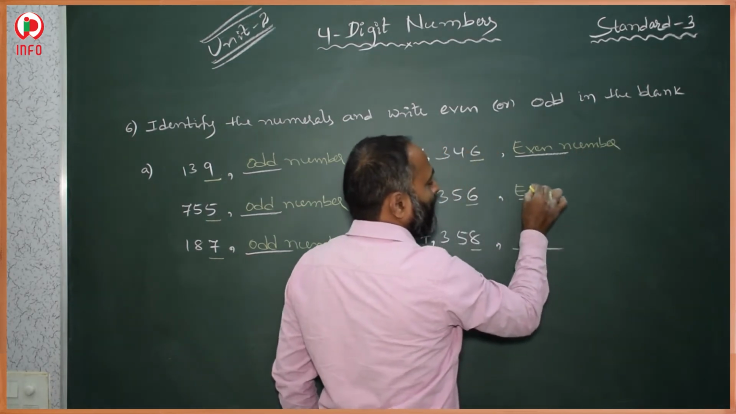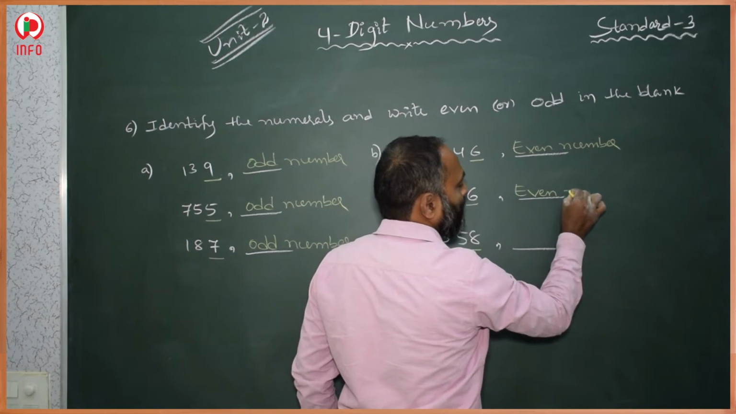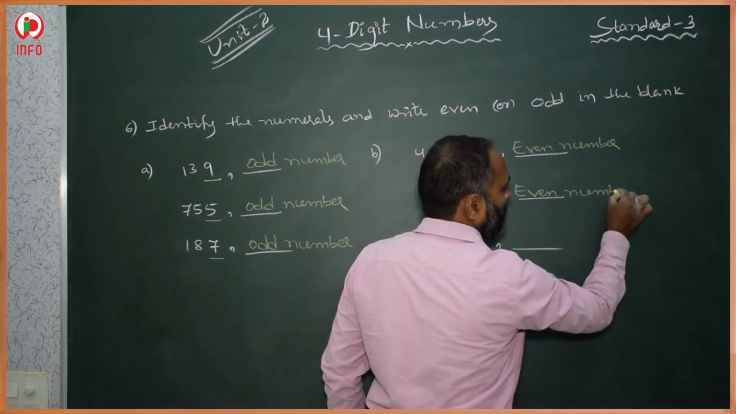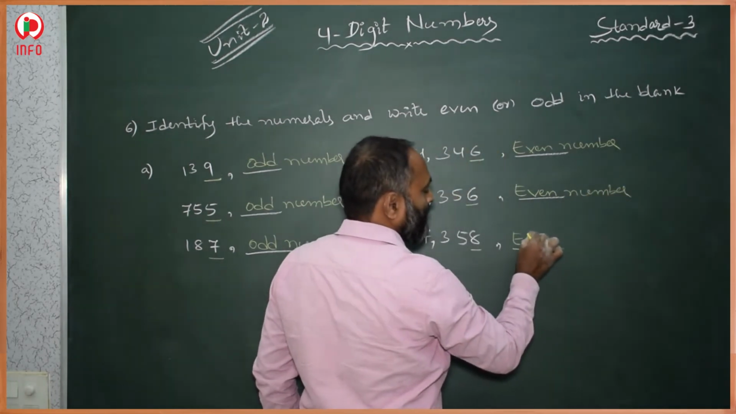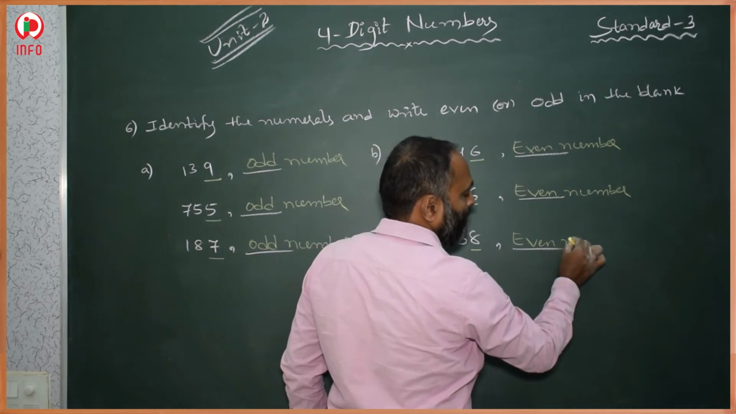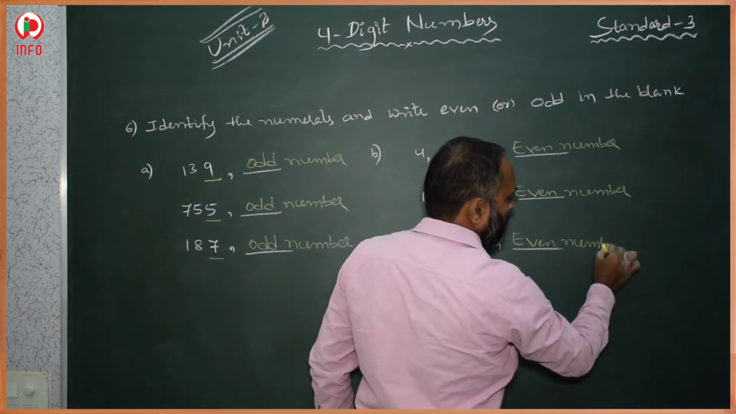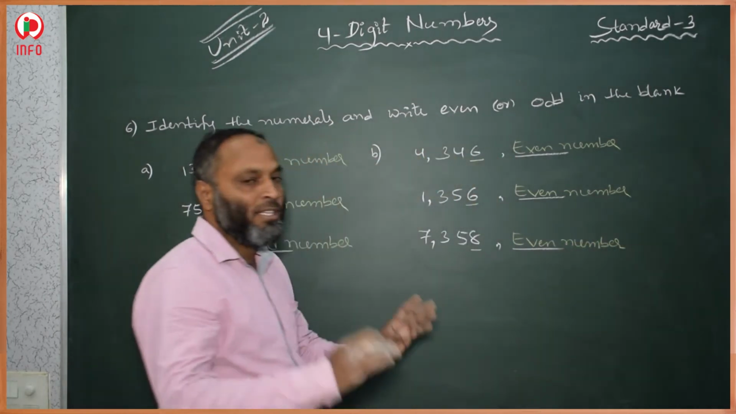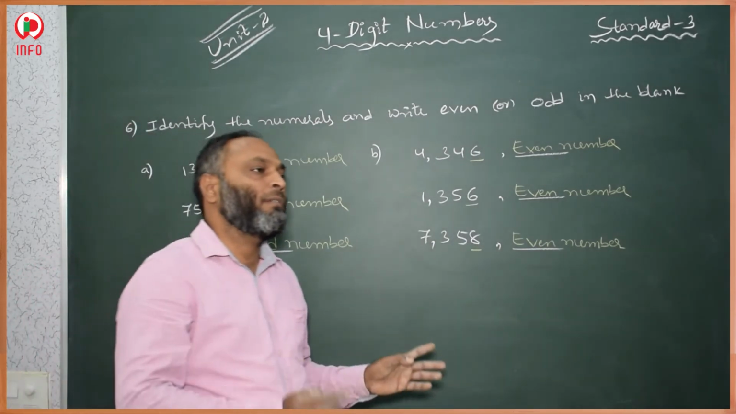This is an even number. This is an even number. So this is the difference between even numbers and odd numbers. What are the even numbers?